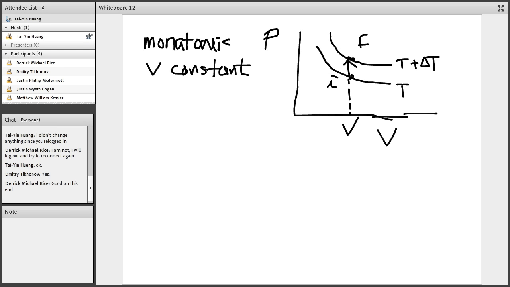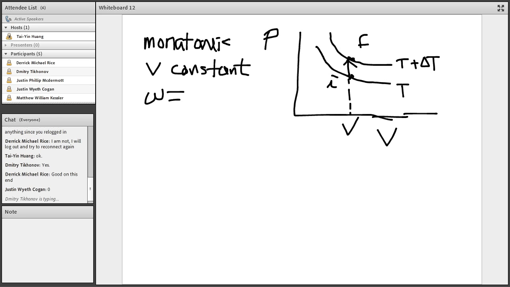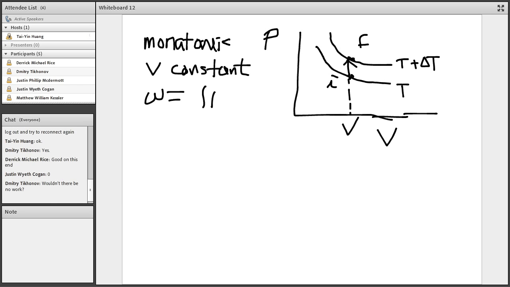So who can answer me, how much work is done during this constant volume process? Come on, how much work? Yes, zero, right? There will be no work because work is, if you remember, defined as PdV. If your V is kept constant, of course this has to be zero, right? So no work is done.